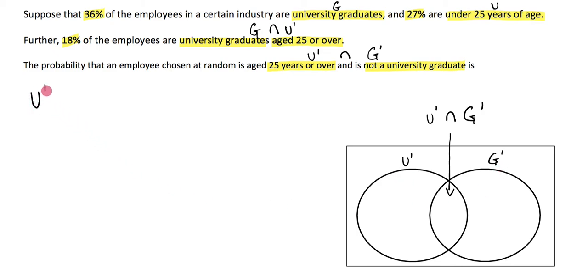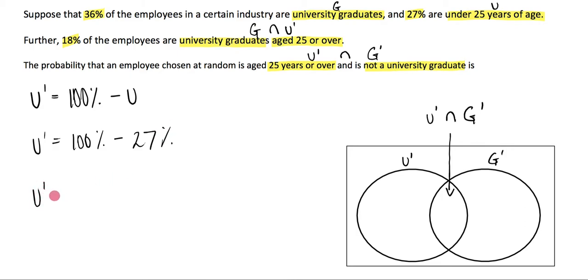So U dash. Well, we know that U dash is going to be equal to 100% minus what U is, because it's the complement of it. So U dash is going to be 100% minus 27%, so it's simply going to be 73%. And all this is really telling us is that if we know that 27 are under 25, well, that means that 73 are going to be 25 or over. That's all that really means.